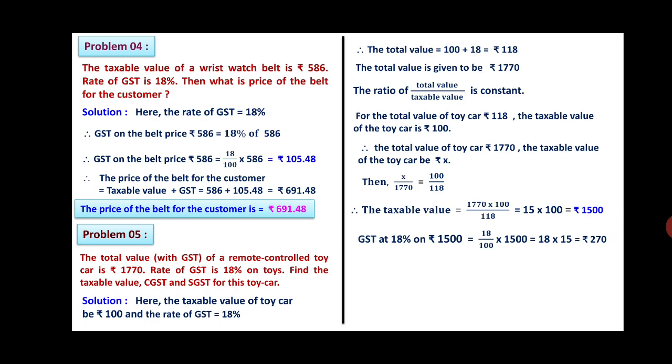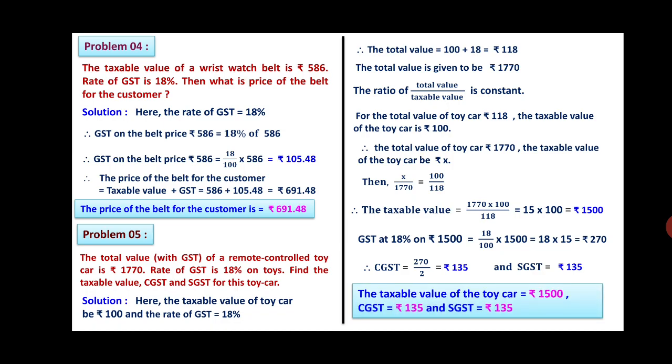GST at 18% on rupees 1500 is 18 upon 100 into 1500, that will be 18 into 15, rupees 270. So CGST will be 270 upon 2, that is rupees 135, and SGST is also half of that, that is rupees 135 only. So friends, the taxable value of the toy car is rupees 1500 and CGST is 135 as well as SGST is 135.